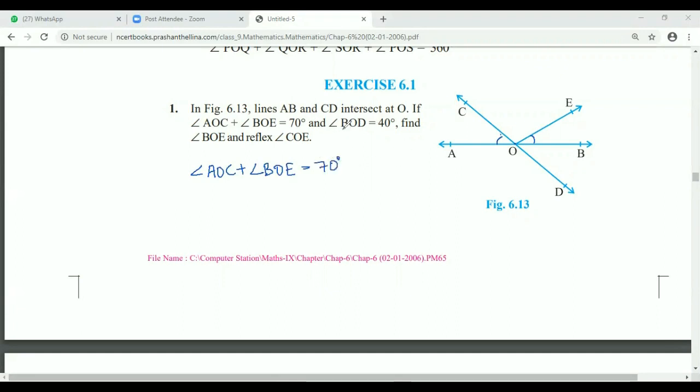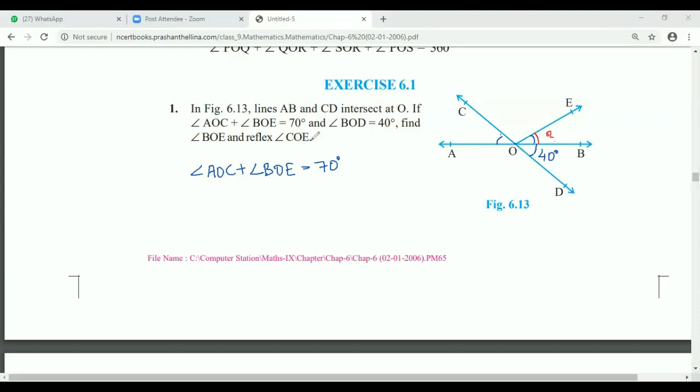Then one more thing is given. Angle BOD is equal to 40 degrees. That is this angle, which has a measurement of 40 degrees. Then what we want to find is angle BOE and reflex angle COE. Angle BOE is the angle which is required to find, so this angle we want to find.